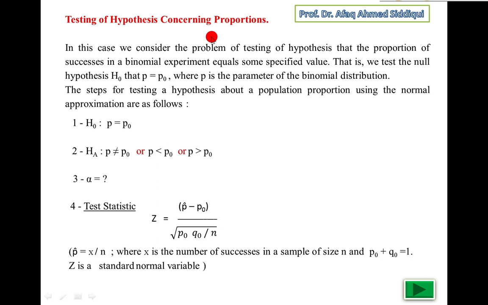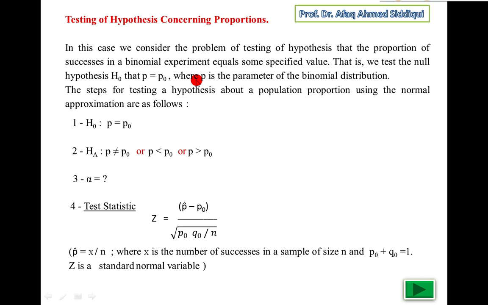You know that P is the parameter of the binomial distribution, N and P. Binomial distribution you have used in probability. Binomial distribution has two parameters, P and N. N is the number of trials, P is the probability of success. So with the help of the ratio or percentage of the sample data, we will estimate or test the population parameter P.